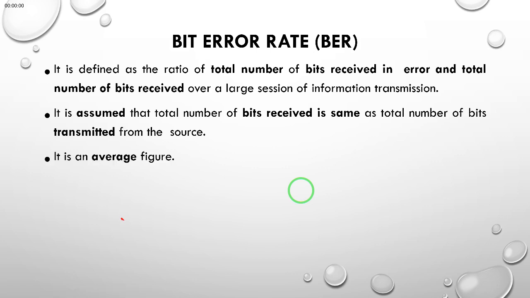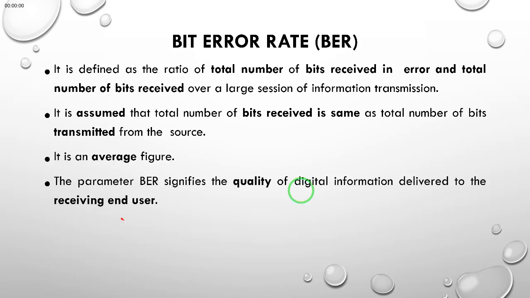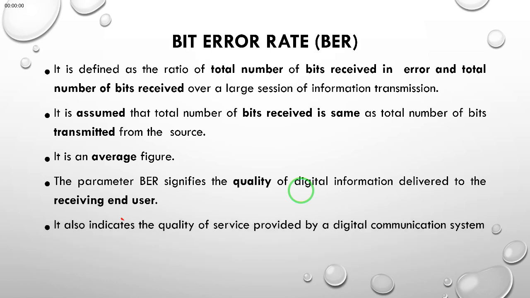It's always considered to be an average figure, and this parameter is very significant in determining the quality of digital information that is delivered to the receiving end, and it also indicates the quality of service provided by a given digital modulation scheme. So that is the intro to the bit error rate.